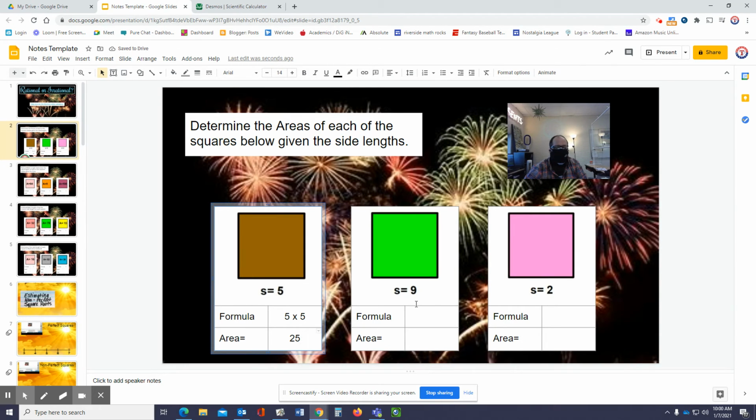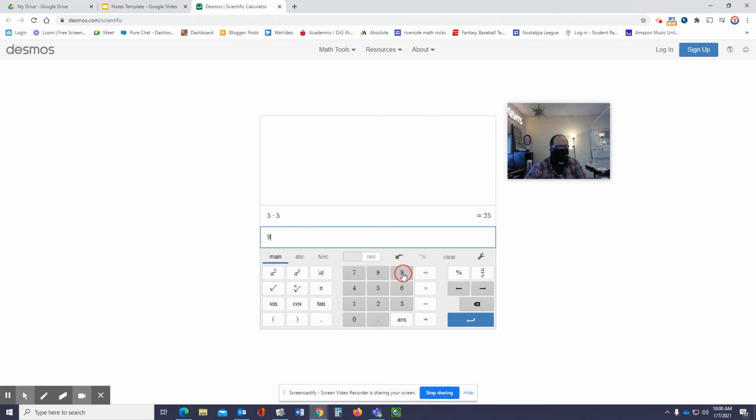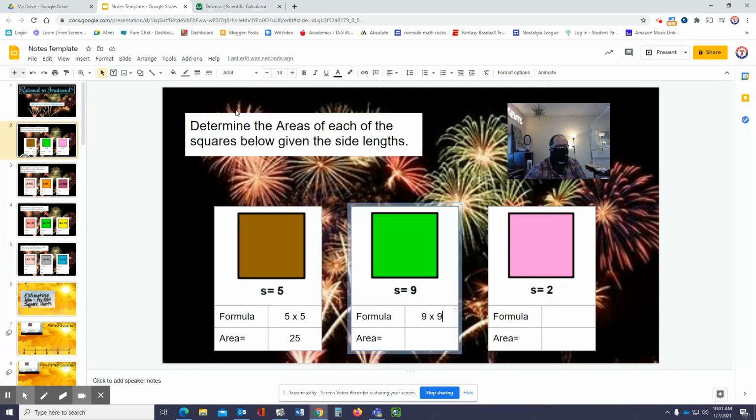Now we go to the second square. We want to find the area of it. This one has a side of 9. So in the formula, I'm just going to take the side 9 and multiply it by itself. So I'm going to type in 9 times 9. And again, if you don't know what 9 times 9 is, we can come over here to the calculator and put 9 times 9, and it gives us 81. So in my area, I'm going to type in 81.